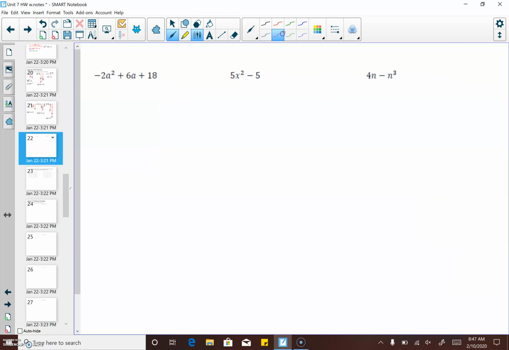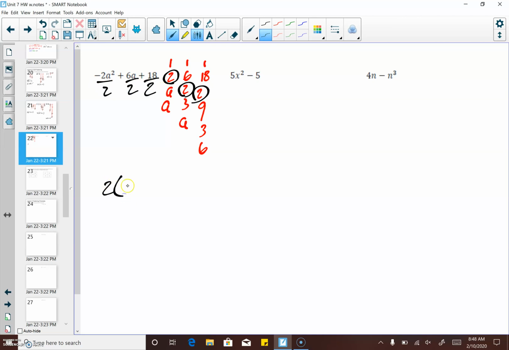So we go here, we end up with a 2, a 1 and a 2, a, got 1 and 6, 2 and 3, and an a. We have 1 and 18, 2 and 9, and 3 and 6, and no a. So, biggest thing that goes into all of it is a 2. Since they all don't have an a, we can't take an a out. So 2, then we end up with negative a squared plus 3a plus 6. Excuse me, plus 9. Sorry, not plus 6.